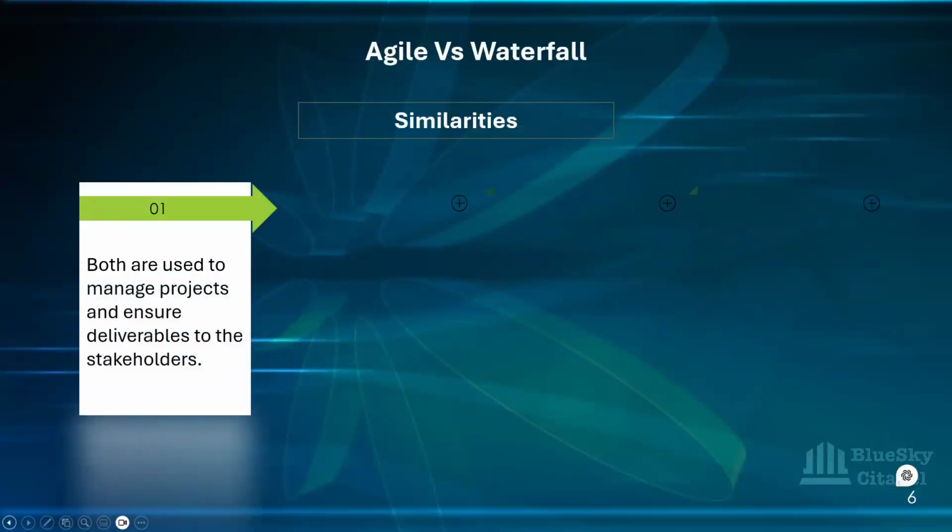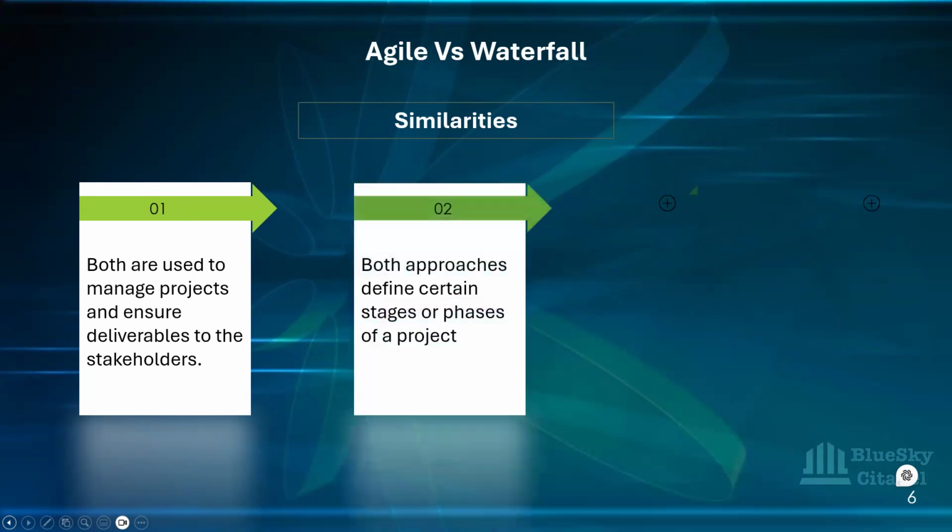So the first similarity is that both of them are used to manage projects. Okay. Waterfall is an approach. Agile also is an approach. You use it to manage projects and ensure that there are deliverables to the stakeholder. That's the primary goal of any project or any approach that you're using. You're using it to manage in order to get an outcome at the end of that project. So both of them are being used as an approach to manage a project.